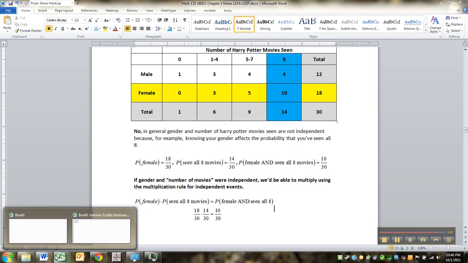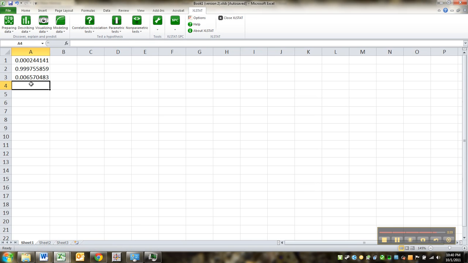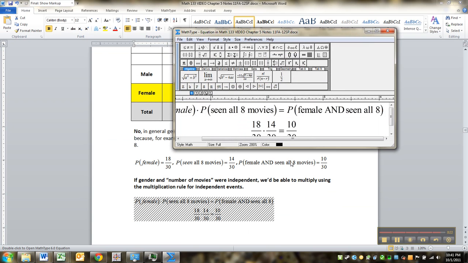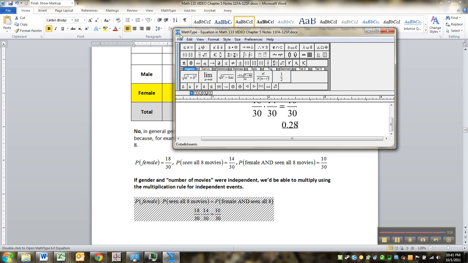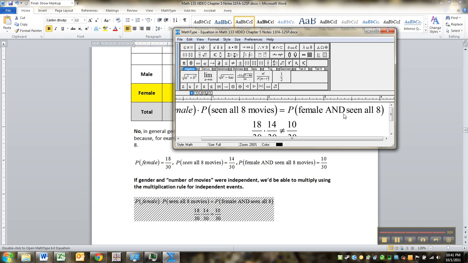I'm going to go to Excel to do this. Equals 18 divided by 30 times 14 divided by 30, and 10 divided by 30, just so you can all see. Notice they're not equal to each other. One side is 0.28, the other side is 0.33. It's not equal, so it doesn't work out. That's the other way to show that it's not independent. If they were independent, both sides would have been equal, but they weren't.